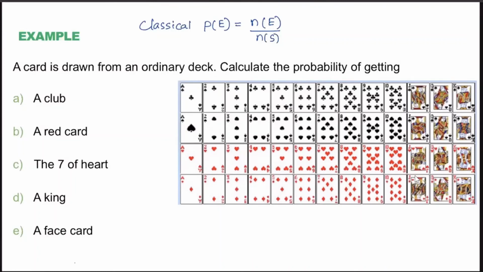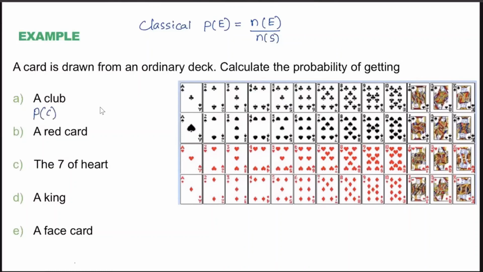So after we have this fundamental idea, let's work on the problem. Let's see what is given here. A card is drawn from an ordinary deck. Calculate the probability of getting a club. What is the probability of getting a club? We need to find that.